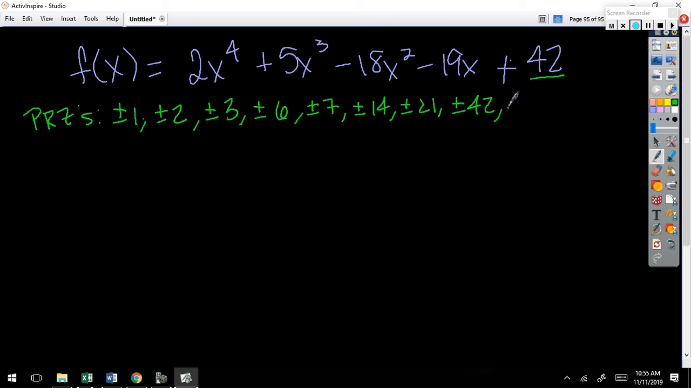1/2. 2 over 2 is 1. 3 over 2? 6 over 2 is already on there? Yes. 21 over 2. Oh, I forgot 7 over 2. But you got to show all your work. You got to do it algebraically. Use your calculator as a tool to help you where to start. That's exactly right.